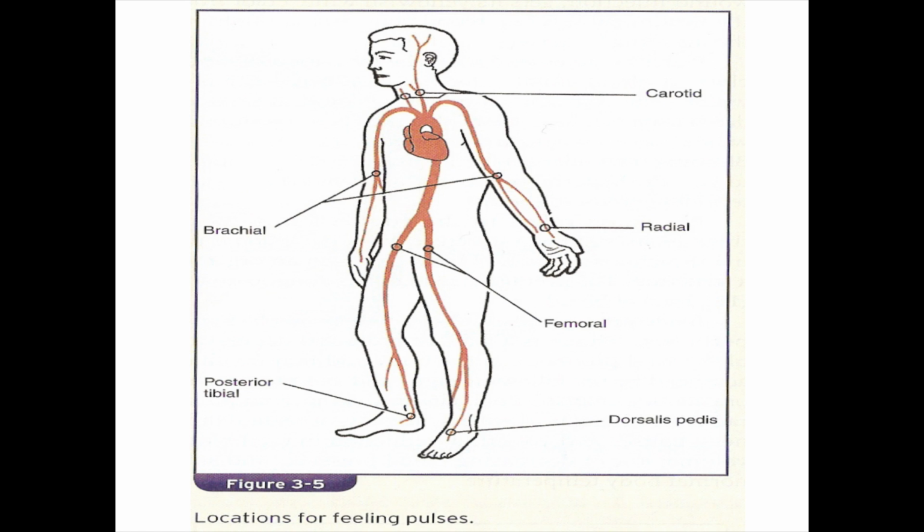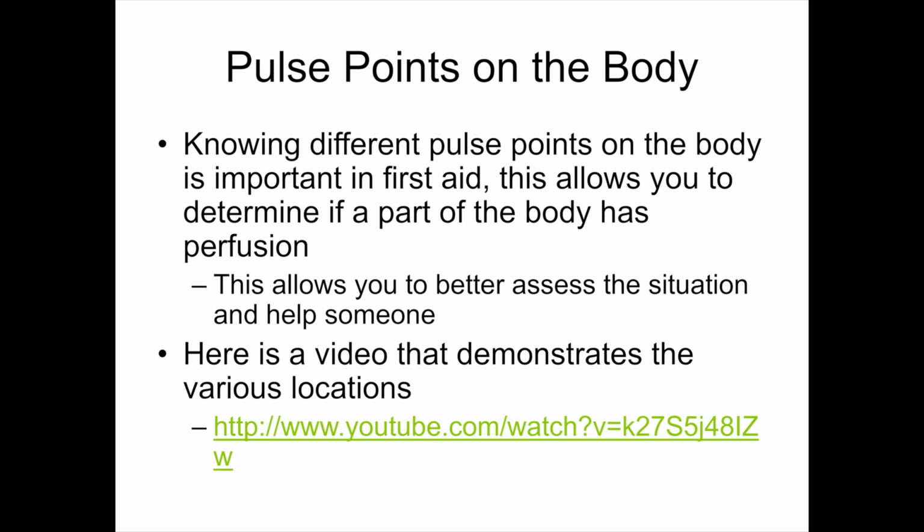Here's a great picture showing you all the different pulse points in the body. In addition to the radial and the carotid, which are the most common, you can palpate the femoral artery in the groin, or the brachial artery in the arm, and the posterior tibial artery on the inside of the ankle, and the dorsalis pedis artery on top of the foot. Knowing different pulse points is very important, because this allows you to determine if the body is having perfusion, meaning blood is flowing, and it helps you better assess a situation to help someone.